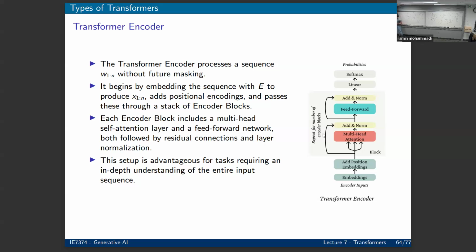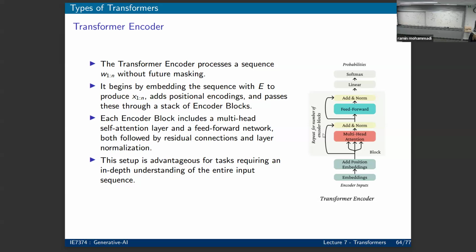Input becomes embedding. You add positional encoding, and the encoding gives you three arrows: query, key, values. But before that, the encoding also goes to the later layer, basically a skip connection or residual. So these three go to multi-head attention.